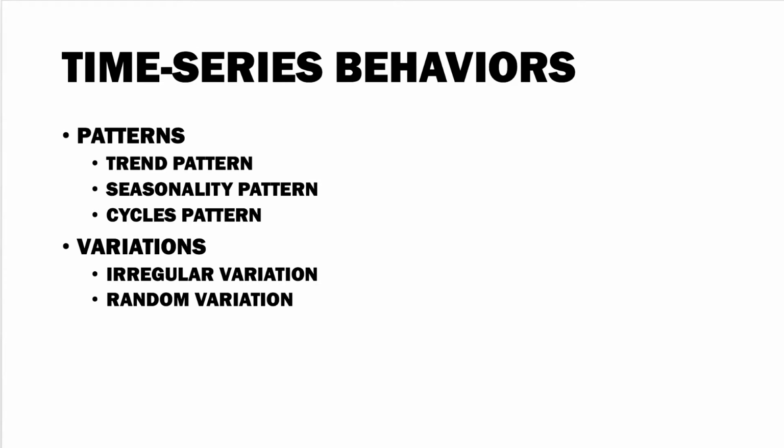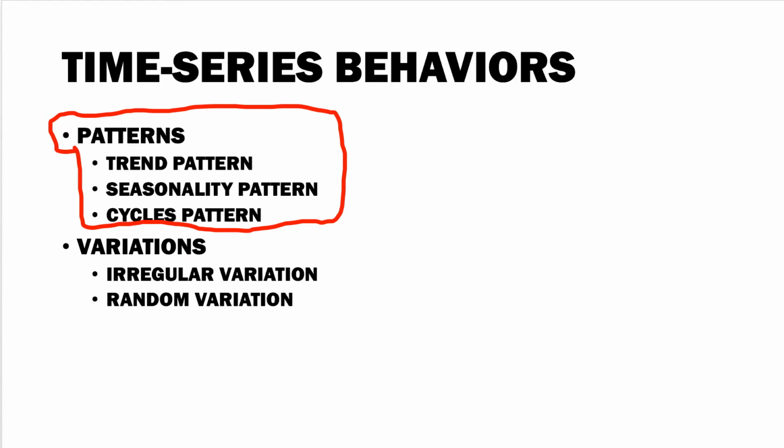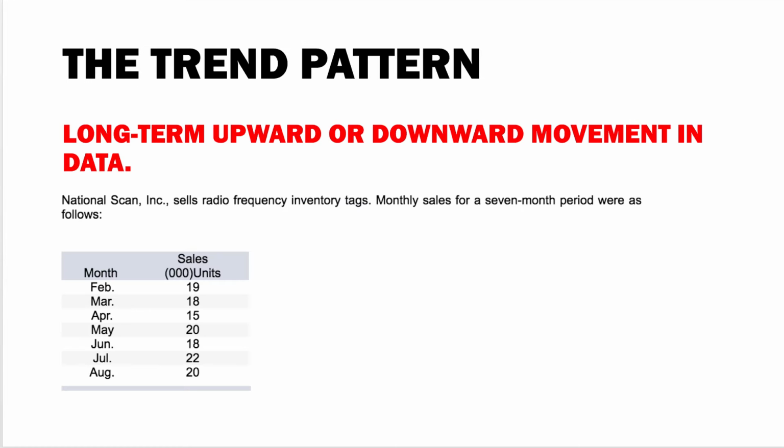In an earlier video, we talked about three behavioral patterns that emerge from a time series data set. We will now deep dive into each of the three patterns and talk about their respective techniques to make a forecast. A trend pattern can be seen from a long-term upward or downward movement in the data.